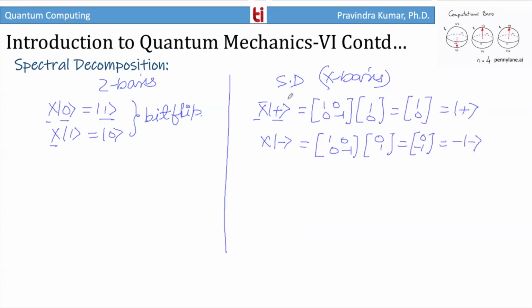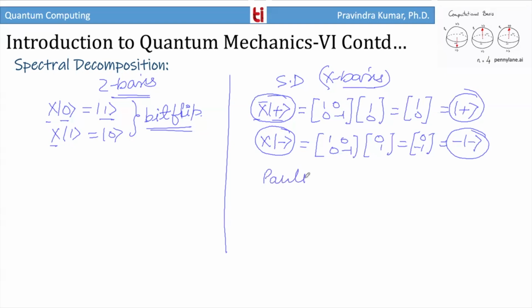So here we can see, if we apply Pauli X on ket plus, I get the same ket plus. And if I apply Pauli X on ket minus, I get minus ket minus. So the Pauli X matrix behaves like a bit flip gate in the Z basis, but in the X basis, the Pauli X matrix behaves like a Pauli Z gate in the Z basis.